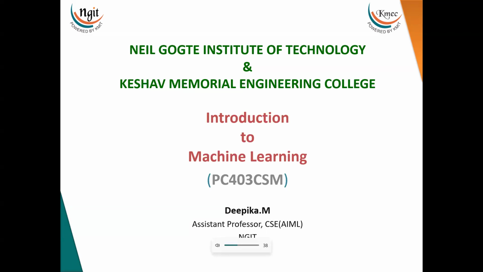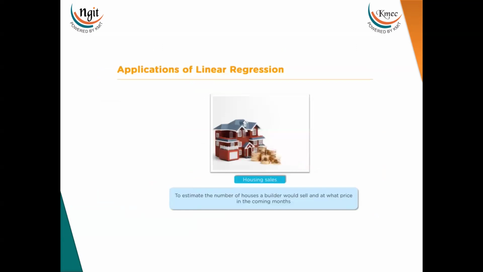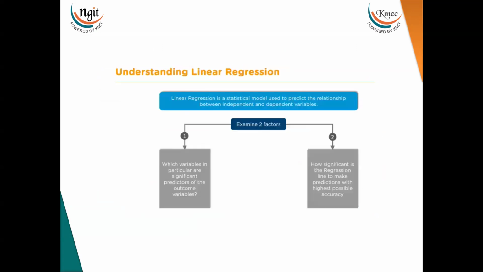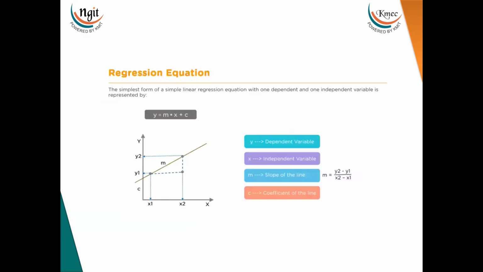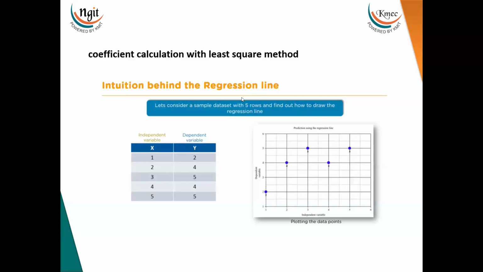Session, I'm going to continue the last concept we discussed, that is the least square method using linear regression. We discussed in the last class the dependent variable, independent variable, and applications of linear regression. In the same way, I discussed the slope line equation, y equal to mx plus c, that is the regression equation. Today we'll discuss the continuation of the last class, that is coefficient calculation with the least square method.